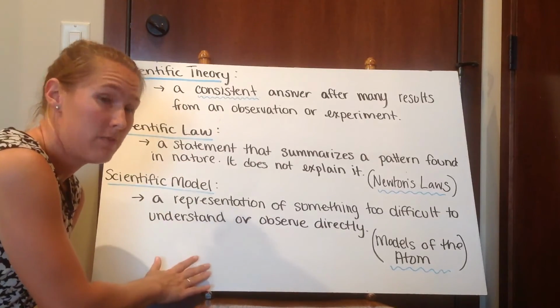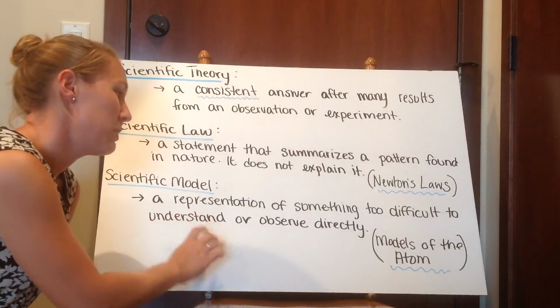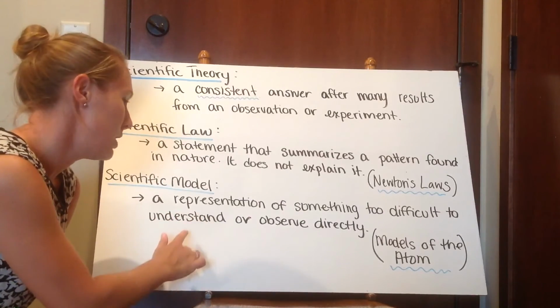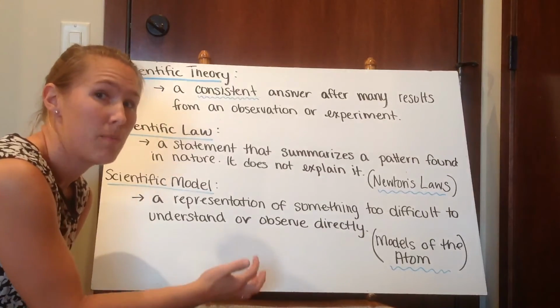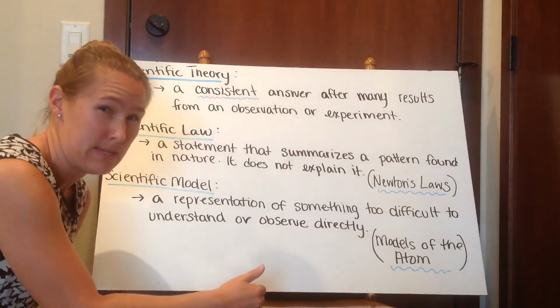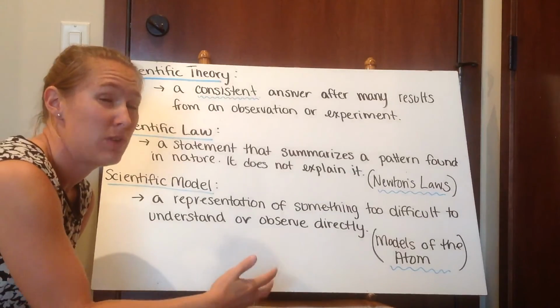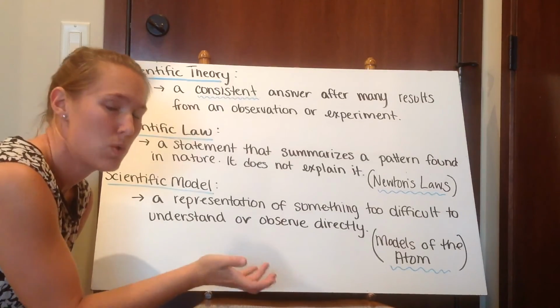We're going to use a lot of these in chemistry. Models are representations of something too difficult to understand or observe directly. So our models of the atom, they're a model. It's what we think happens. We haven't disproved it. It's the best way we can understand what we can't see.